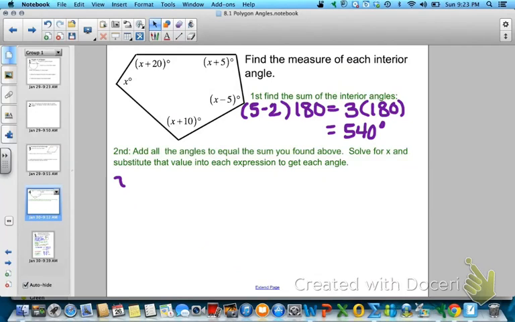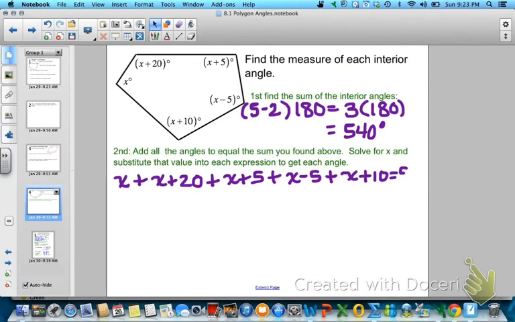Take all of your angles, x plus 20 plus x plus 5 plus x minus 5 plus x plus 10, and add them up to get 540 degrees. Now this can be tedious writing this long of a statement, so you can feel free when you're doing this work to actually just add all the x's up in your head and then add all of the constants up in your head. And if you did that, you would just get 5x plus 30 equals 540.